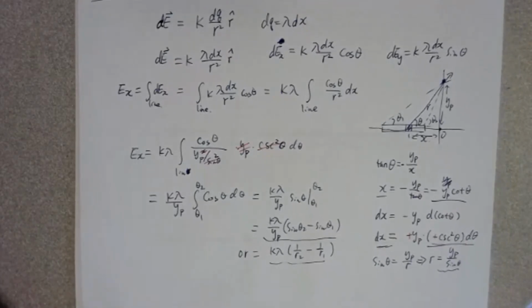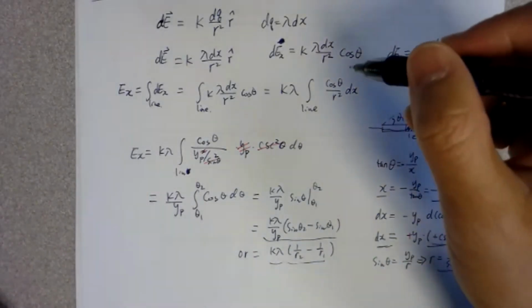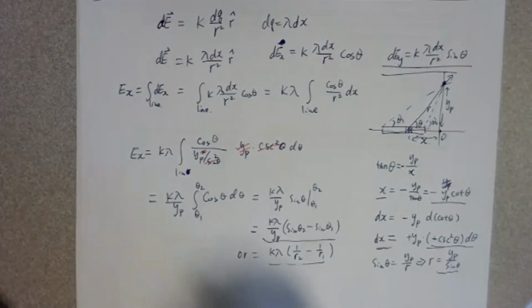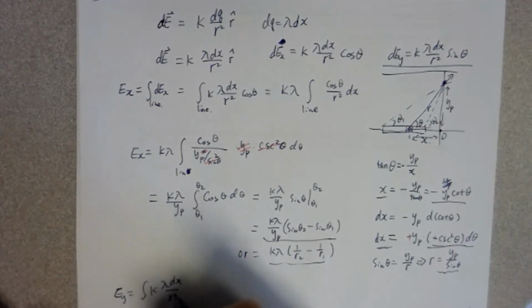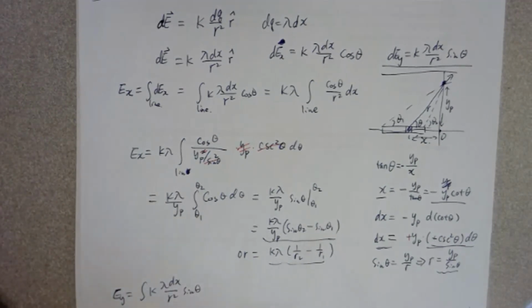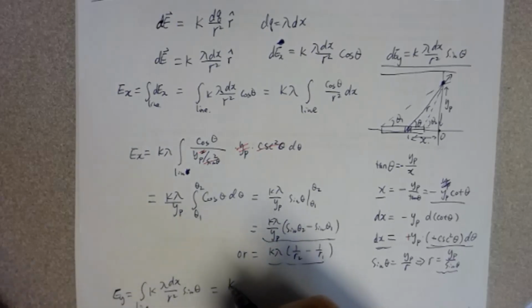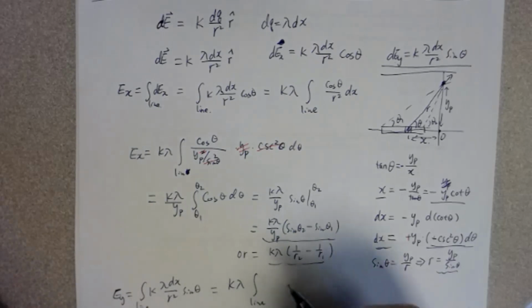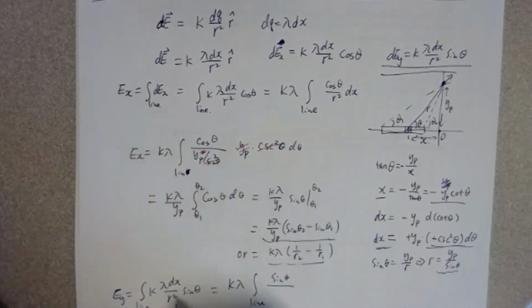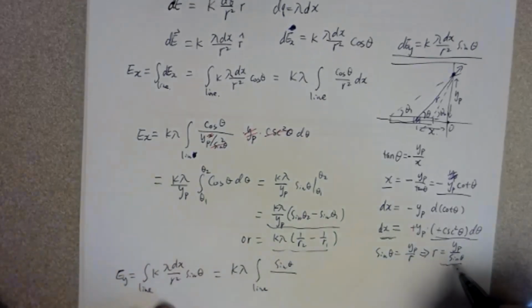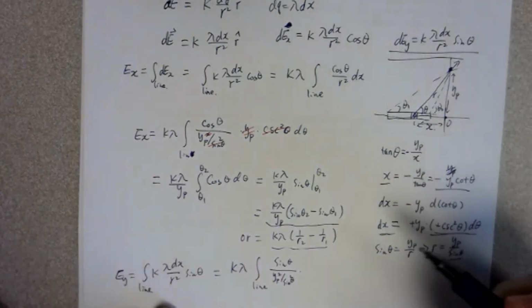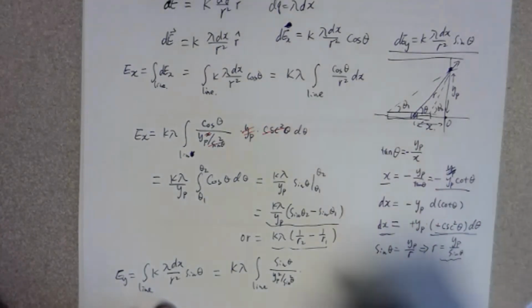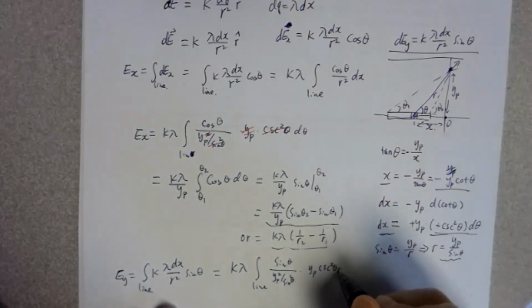Next we are going to look at the y component. For the y component, you start with this and then integrate it. So E sub y is equal to the integral of k lambda dx over r squared times sine of theta. K and lambda are both constants, so they come out of the integration. Then you have sine of theta over r squared. R squared will again be yp squared over sine squared, and dx is yp cosec squared theta d theta.